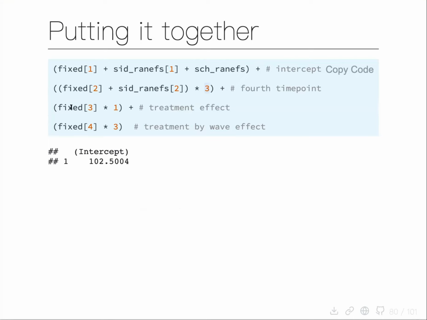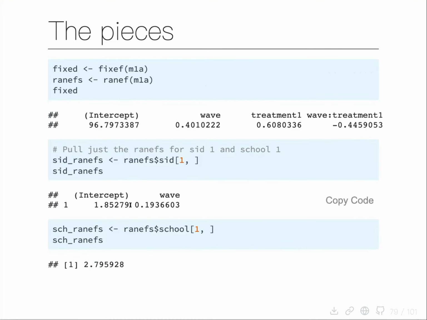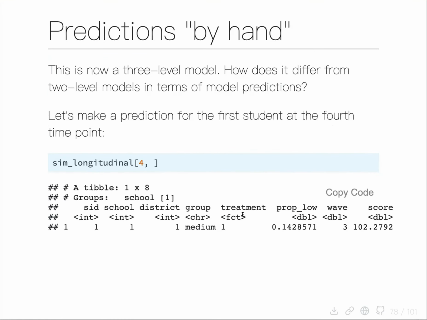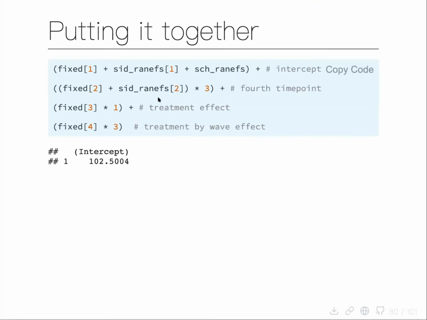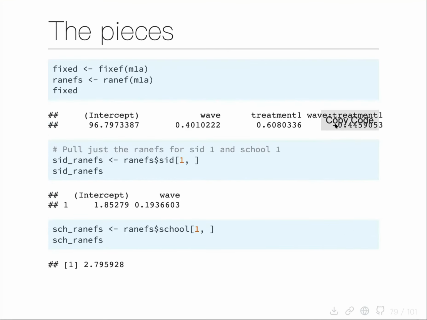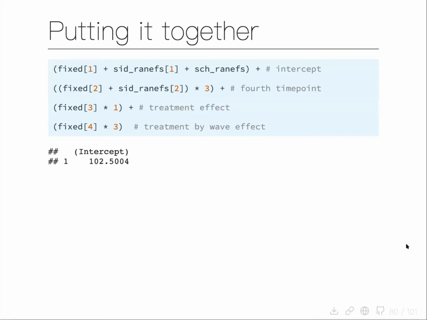Then we're gonna add the treatment effect, fixed 3, I'm just saying times 1, because if we look back here, treatment is 1, okay? So we're adding in the treatment effect, and then we have the treatment by wave effect. So notice this is the interaction, and I have to multiply that by 3 because it's the fourth time point here. Okay, so this is a lot now at this point, right?